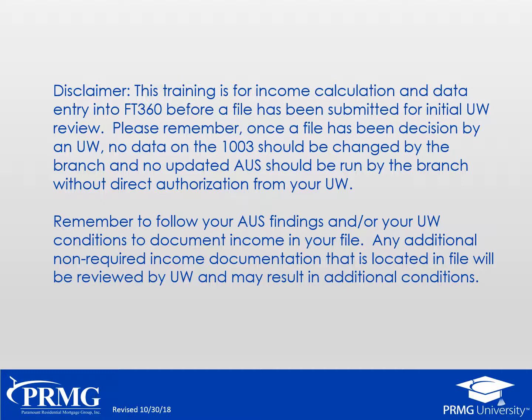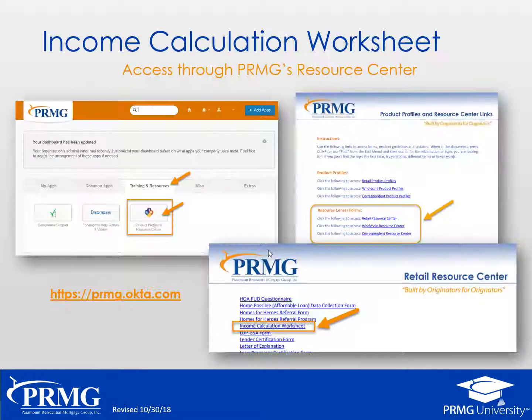Please remember, once a file has been decisioned by an underwriter, no data on the 1003 should be changed by the branch, and no updated AUS should be run by the branch without direct authorization from your underwriter. Remember to follow your AUS findings and/or your underwriter conditions to document income in your file. Any additional non-required income documentation that is located in the file will be reviewed by your underwriter and may result in additional conditions. In this training, Mindy will be using PRMG's Income Calculation Worksheet.